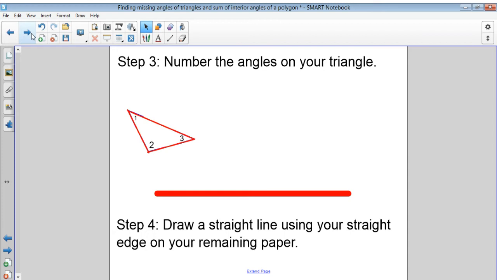And then on your remaining paper, use your straight edge to draw a straight line. If you do not have a straight edge, use the straight line on your notebook paper or use a straight line on your graph paper. It would just help you delineate and to see it.